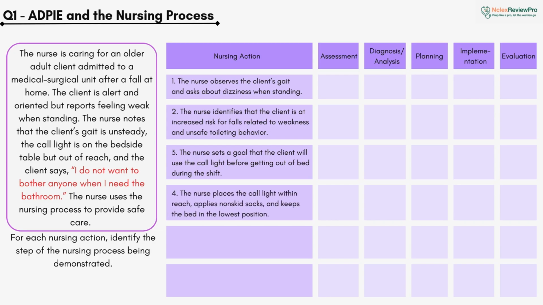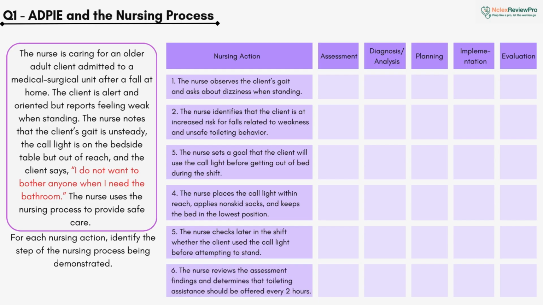The nurse places the call light within reach, applies non-skid socks, and keeps the bed in the lowest position. Number 5. The nurse checks later in the shift whether the client used the call light before attempting to stand. Number 6. The nurse reviews the assessment findings and determines that toileting assistance should be offered every 2 hours. Take a moment and think about your answer.